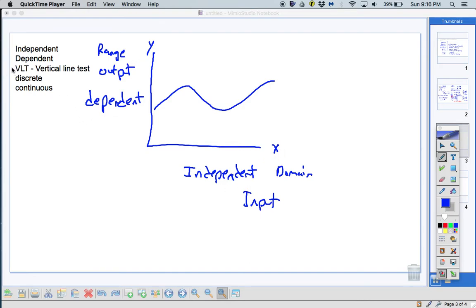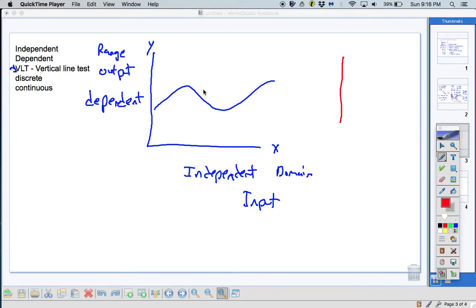Okay, next thing we're going to talk about is the vertical line test, also known as VLT. Okay, vertical line test simply says for something to be a function that it cannot have a vertical line that touches it in more than one spot anywhere on the graph. So remember, a vertical line is a line that goes straight up and down. That's a horrible line, so let me try that again. Yeah, that's a little bit better.